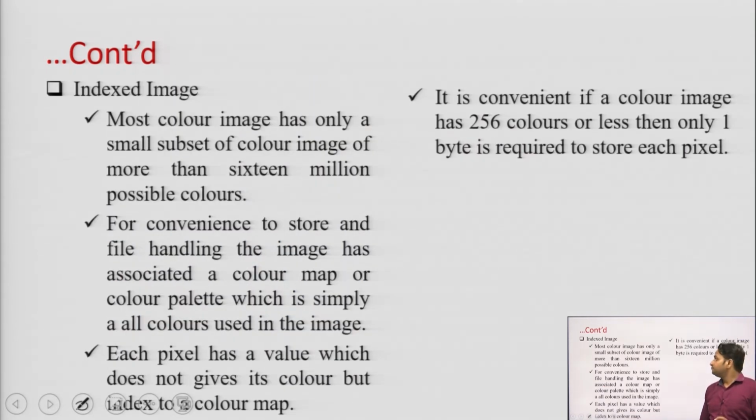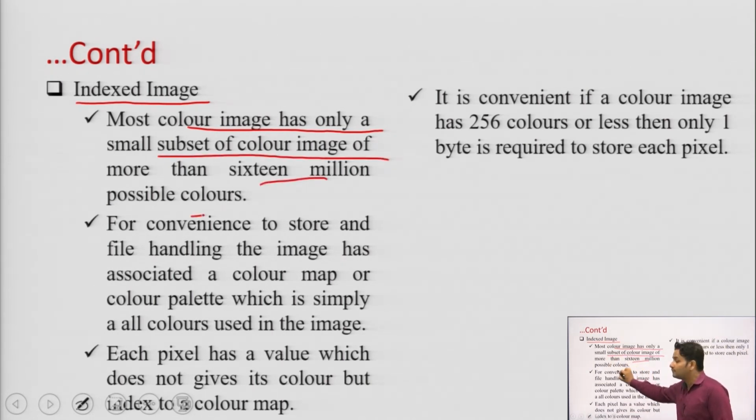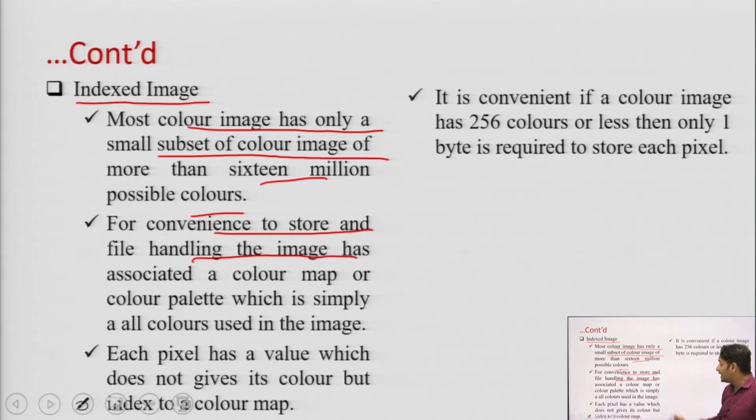And one of the important images is also there, that is called the indexed image. Most color images have only a small subset of the more than 16 million possible colors. It has much more as compared to the previous one, RGB. Now, see, for convenience of storage and file handling, the image has an associated color map or color palette, which is simply all colors used in the image. Each pixel has a value which does not give its color, but is an index to a color map.